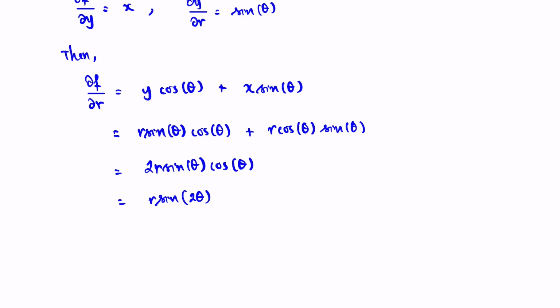So that's it for chain rule of one independent variable and chain rule of two independent variables. Now I'm going to move on to another topic, that is implicit differentiation.